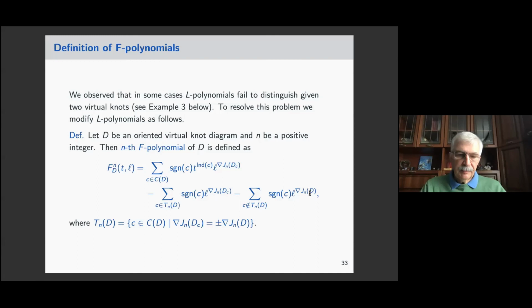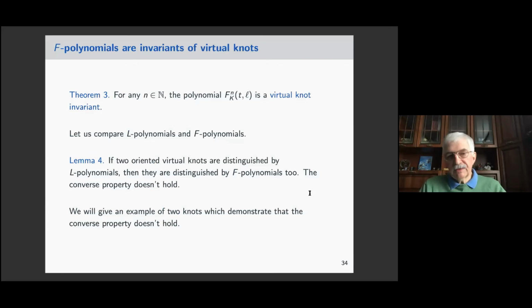It depends again on the diagram, and the question is whether it is a virtual knot invariant. Yes, we can prove by very similar considerations that this is a virtual knot invariant. So now we have two families of polynomials, the L polynomials and the F polynomials, and we want to compare them. Lemma four says that if two oriented virtual knots are distinguished by L polynomials, then they are distinguished by F polynomials. The converse doesn't hold. I will give you an example.